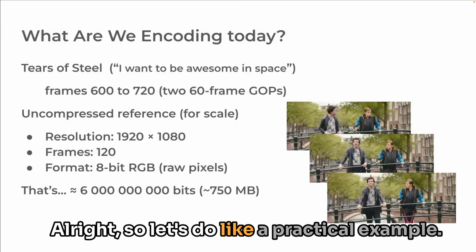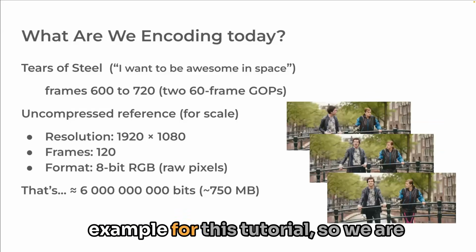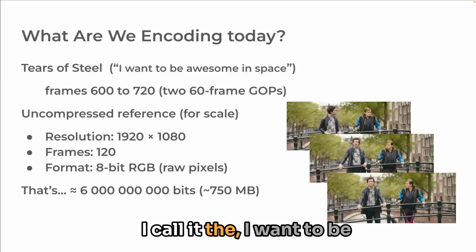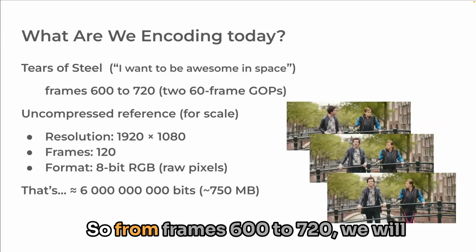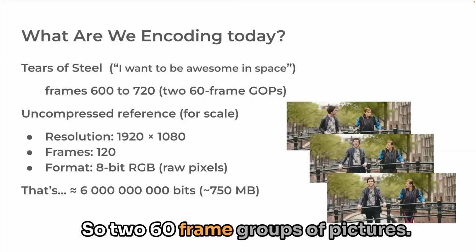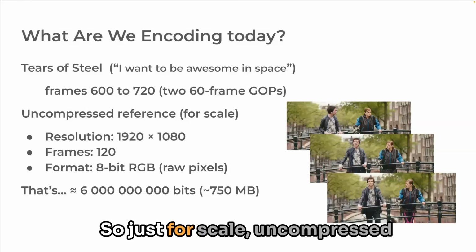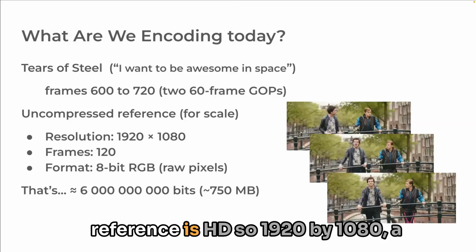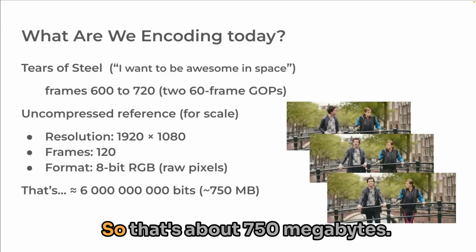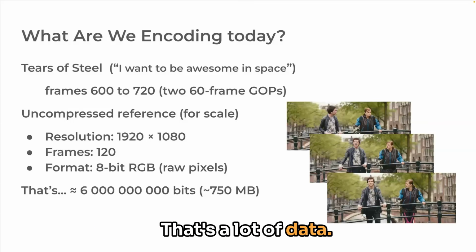All right, so let's do a practical example. We're going to have a running example for this tutorial. So we are going to encode Tears of Steel. I call it the "I want to be awesome in space" scene. So from frames 600 to 720, we'll have basically 120 frame GOPs, so 120 frame groups of pictures. So just for a scale, the uncompressed reference is HD, so 1920 by 1080, 120 frames, 8-bit RGB, so that's about 750 megabytes. So that's a lot of data.